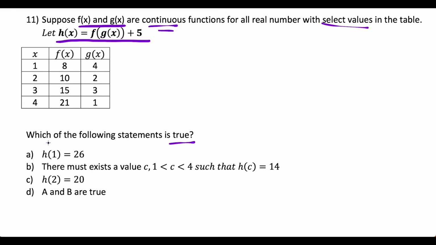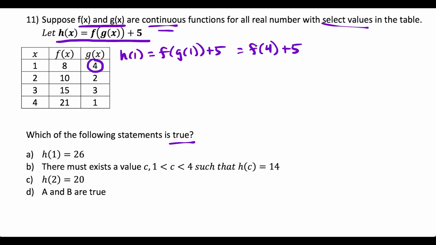So for this one, if I want to verify A, I have h of 1. I'm just going to plug into the function here. We're going to have f of g of 1 and then plus 5. So we go on a mini scavenger hunt. We go for x equals 1, and then we go over to column G. And this tells us that g of 1 is equal to 4. So this simplifies to f of 4 and then plus 5.